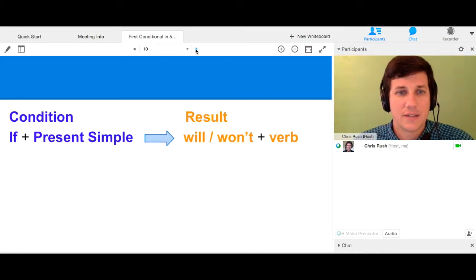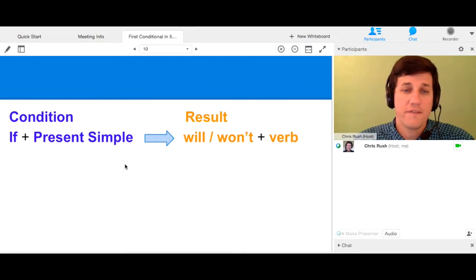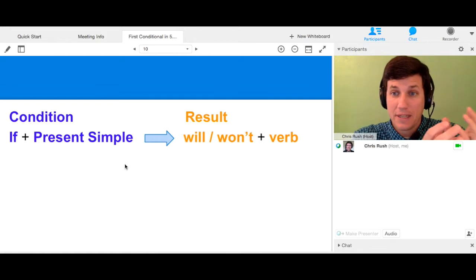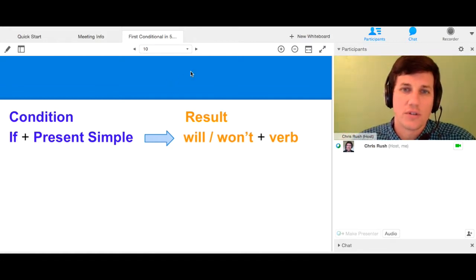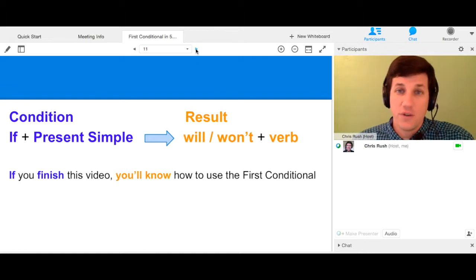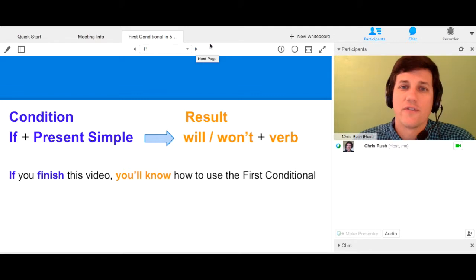So now I'd like to put them both together so we can take a look at the whole sentence. We have if plus present simple as the condition, or what needs to happen so that the result can happen. Will or won't plus verb. So we're saying if what happens in the condition occurs, then this is what our result is going to be. If you finish this video, if that happens, you'll know how to use the first conditional.